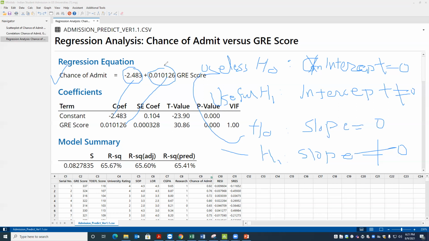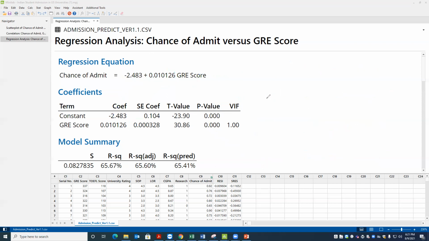Now, since you know p-value, this is the p-value, tell me whether this is useful or useless. Tell me in this model, is this slope useful or useless? I'm just erasing this part. So yes, tell me. In this model, is this useful or not? And these are the p-values.